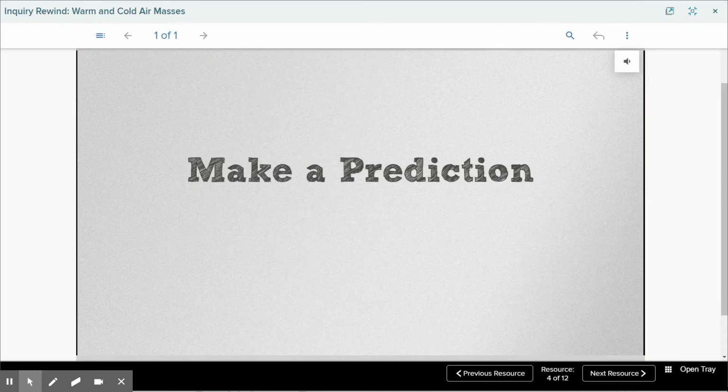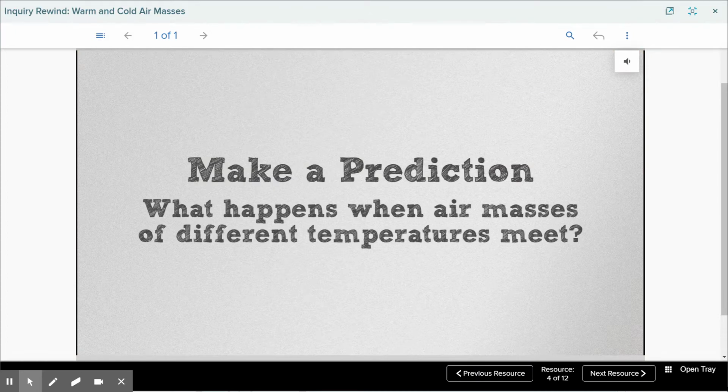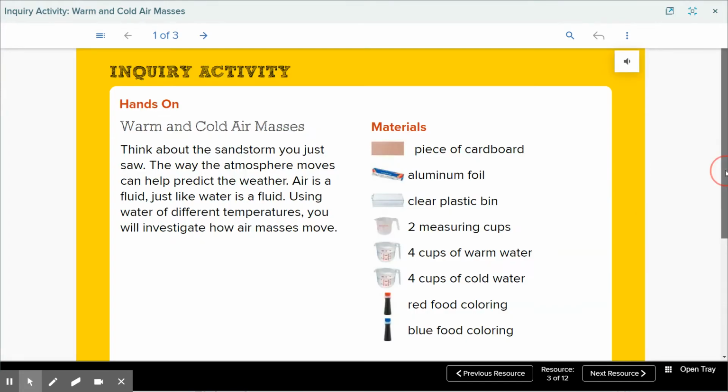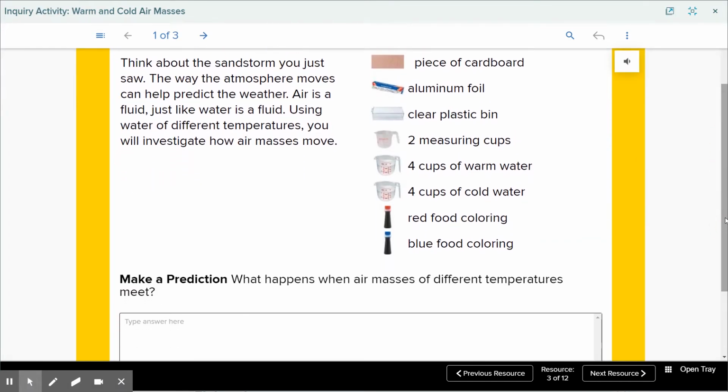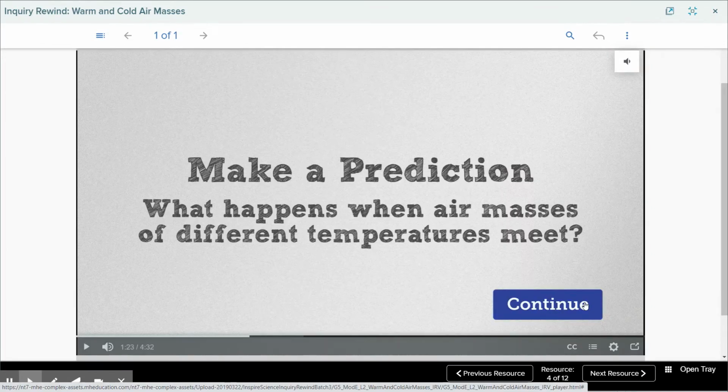Before you start, make a prediction. What happens when air masses of different temperatures meet? Share your prediction with your small group. Then select Continue. So go ahead and pause the video and make a prediction. What happens when air masses of different temperatures meet? Go ahead and do so. Let's continue.